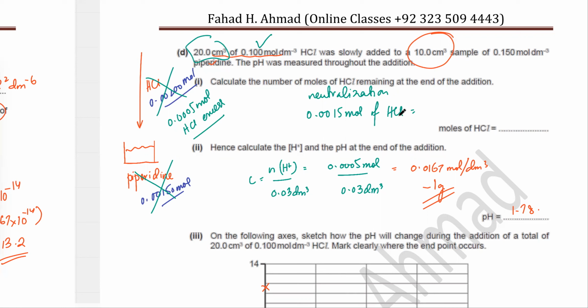So we have the moles of HCl that need to be added. We have the concentration of HCl, which is 0.1 mole per dm cube. So moles is concentration times volume. So using this, we can figure out the volume that is needed to add exactly the right amount of HCl. So what volume are we getting? Is it 15 cm cube?